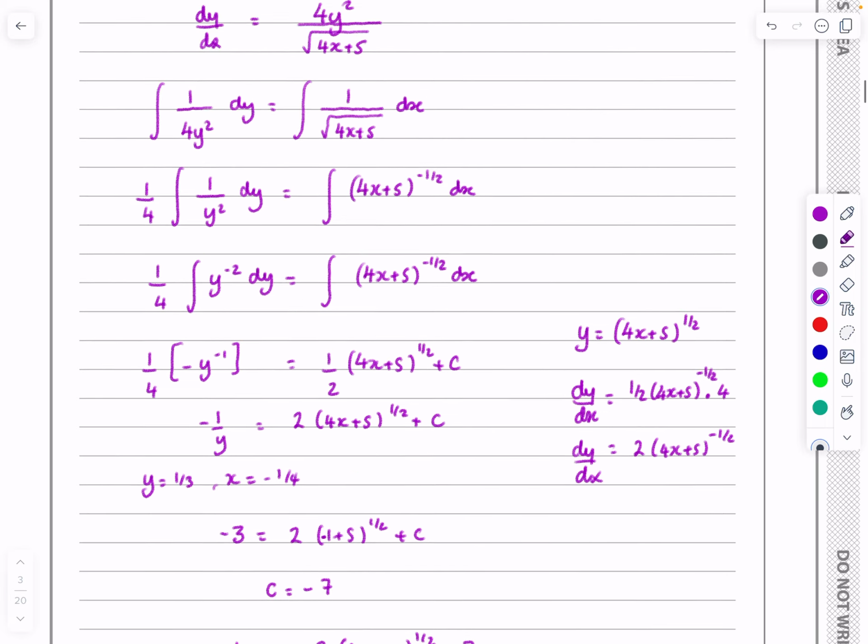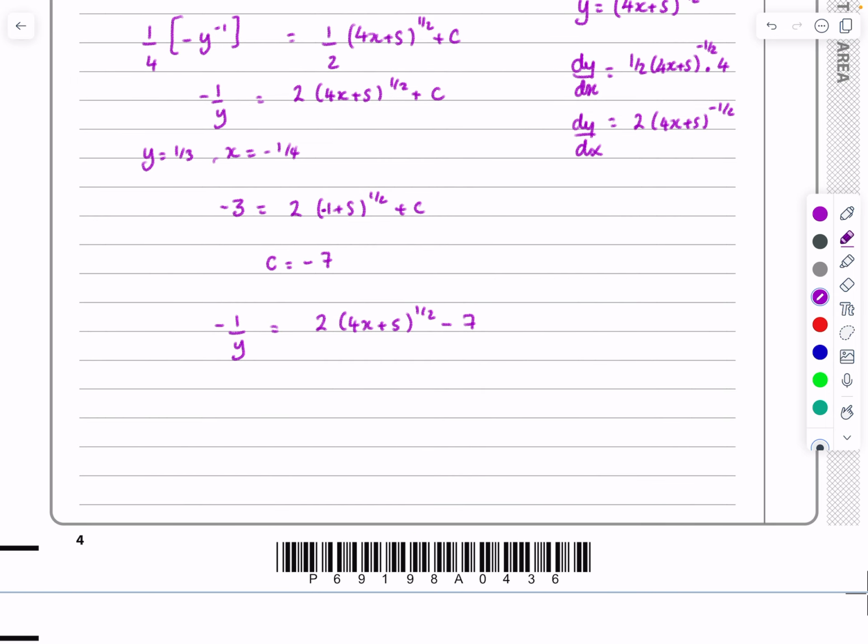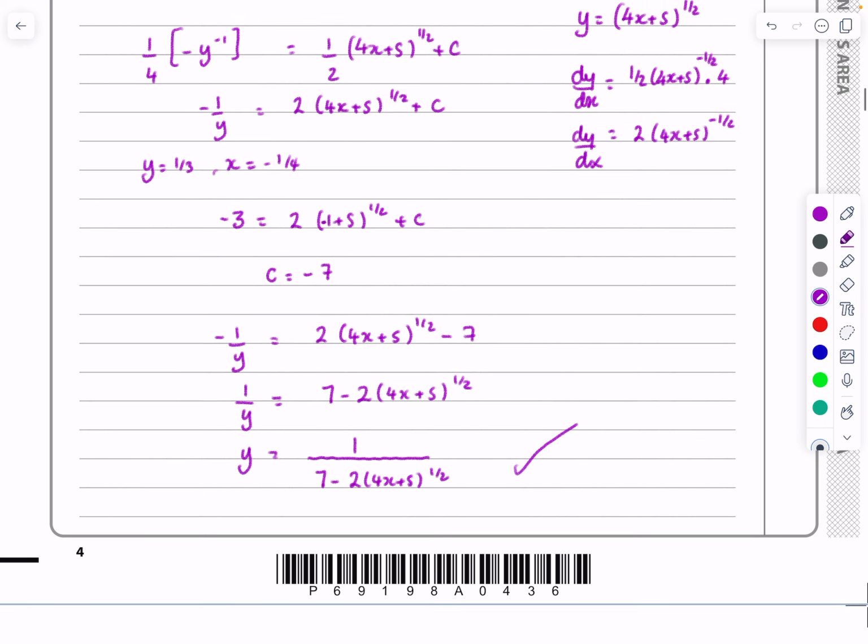And I think in the question, yeah, they wanted it in the form y equals. So if they want it in the form y equals, I can say, first of all, 1 over y would be, just getting rid of the minus, 7 minus 2 lots of 4x plus 5 to the half. Okay, that minus has come out, which means that those two are swapped round. And then if that's 1 over y, y is equal to 1 over that. So 1 over 7 minus 2 lots of 4x plus 5 to the half. I wouldn't try and tidy that up in any sort of way. They've just said get it in the form y equals f of x, and I've got it in the form y equals f of x there. So hopefully all of that question makes sense.